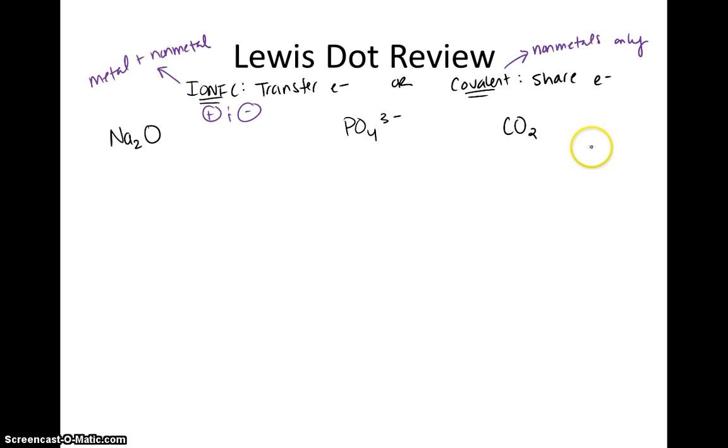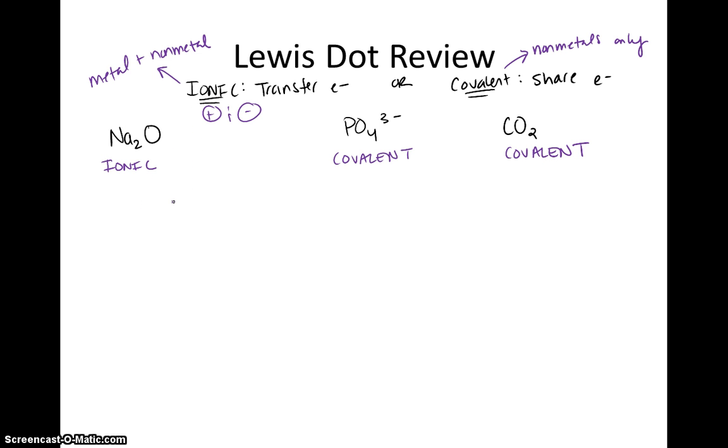So if we look at these examples here, sodium is in the first column, which tells us it's a metal, so this guy is going to be ionic. P and O are both nonmetals, so this guy's going to be covalent. And C and O are both nonmetals, so this guy's going to be covalent. So let's go ahead and do our ionic picture first.